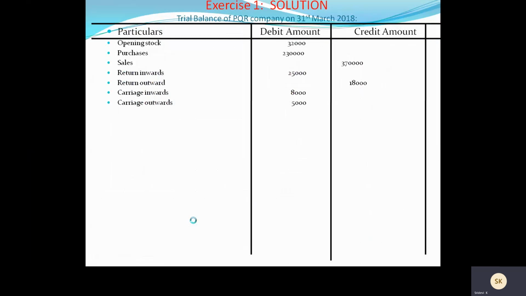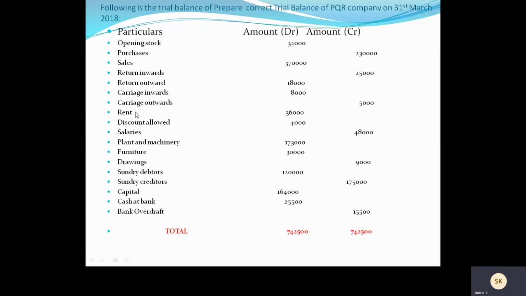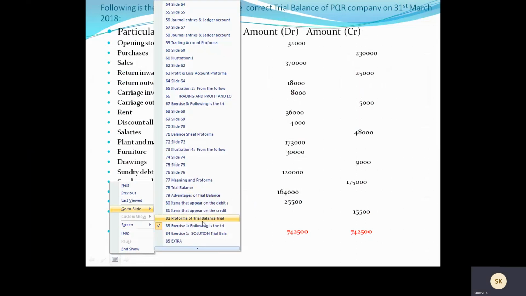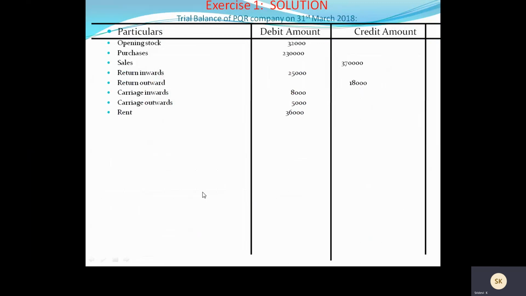Let us see what more there is. Even if it is correctly given, you are going to post it. Even if it is wrongly given, that also you are going to record here. So rent is given correctly, discount allowed is correctly given. In the same manner we are going to show it. Salaries was given wrongly in credit, we will bring it to the debit amount column. So rent, discount allowed, and salaries. Let us see how it is going to be shown here. Rent in the debit amount column, discount allowed in the debit amount column, salaries also we are showing in the debit amount column.